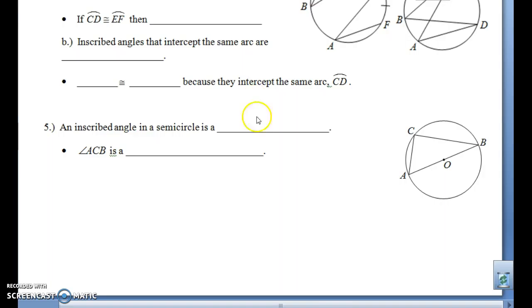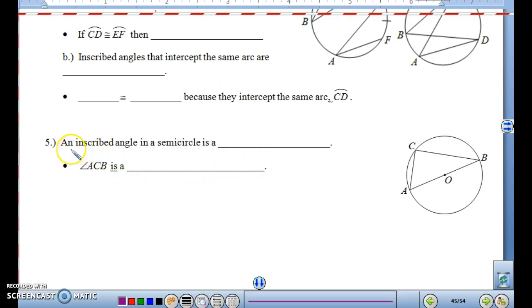All right, and our last theorem is kind of a coda to the last theorem, or a corollary. An inscribed angle in a semicircle is a... Well, think about this. An inscribed angle is half the measure of the arc it intercepts. If this is a semicircle right here, AB is a semicircle, how many degrees is that? It's 180. So if that's half, that means that an inscribed angle in a semicircle is 90 degrees, or a right angle. So since the endpoints A and B make the diameter of the circle, that is a semicircle, that means angle ACB is a right angle.